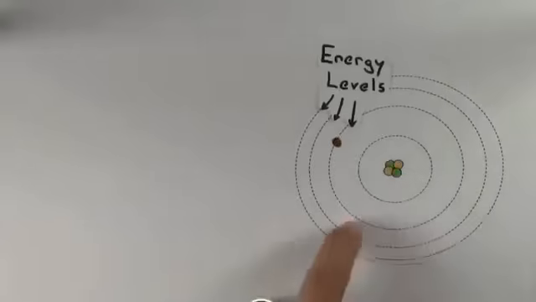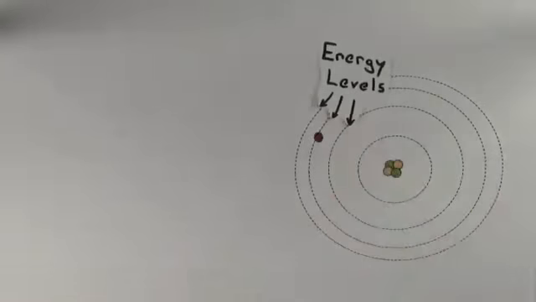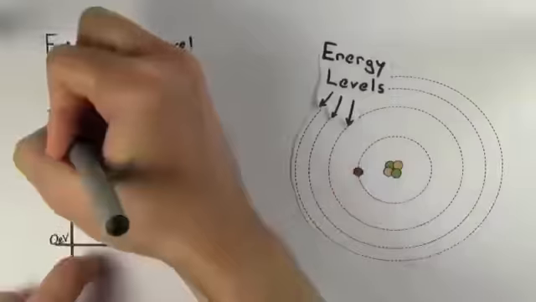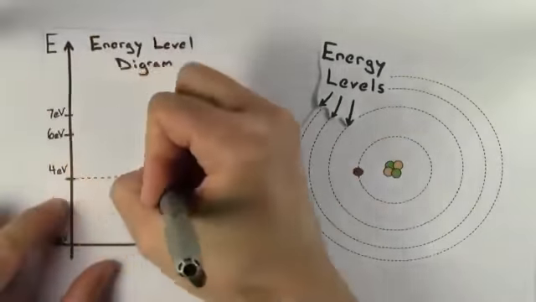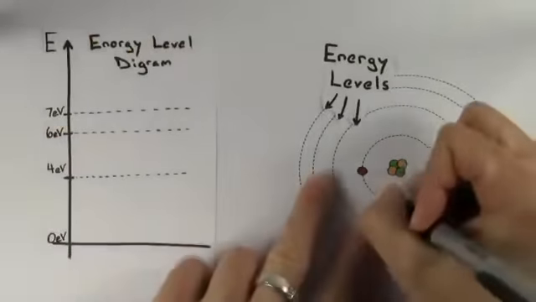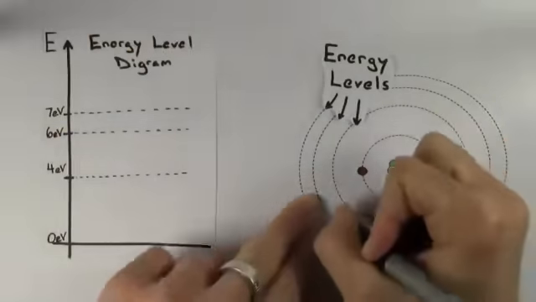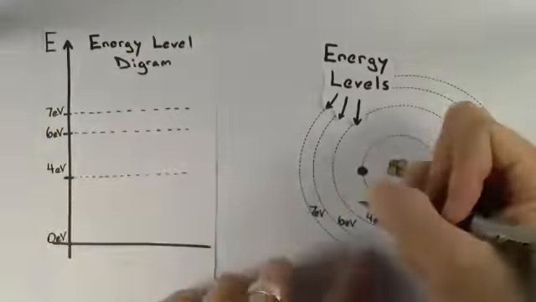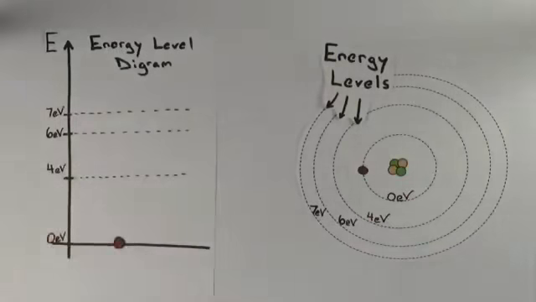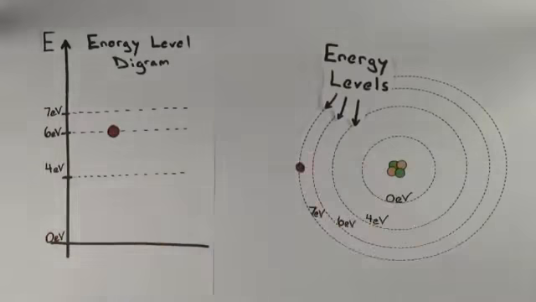These dashed lines represent the different energy levels the electron can have while in the atom. We like representing these energy levels with an energy level diagram. The energy level diagram gives us a way to show what energy the electron has without having to draw an atom with a bunch of circles all the time. Let's say our pretend atom has electron energy levels of 0 eV, 4 eV, 6 eV, and 7 eV.